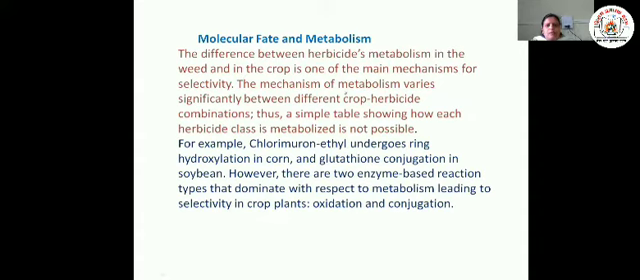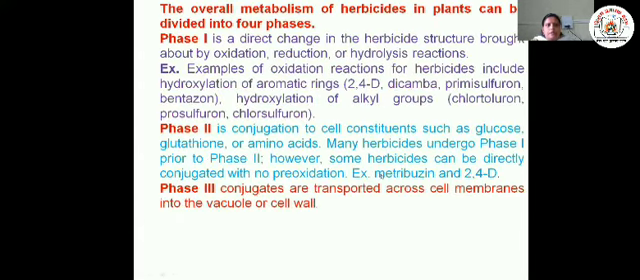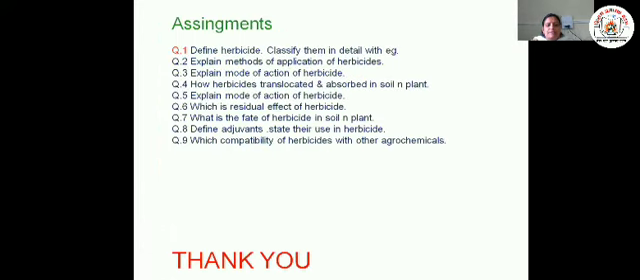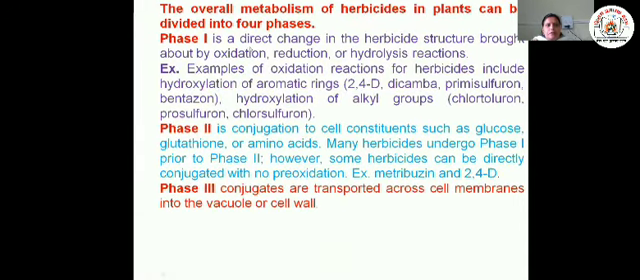The mechanism of metabolism varies significantly between different crop-herbicide combinations, and thus a simple table showing how each herbicide class is metabolized is not possible. The overall metabolism of herbicides in the plant can be divided into 4 phases. Phase 1 is a direct change in herbicide structure brought about by oxidation, reduction, and hydrolysis reactions. That is, oxidation reactions of herbicides include hydroxylation of aromatic rings and hydroxylation of alkyl groups.